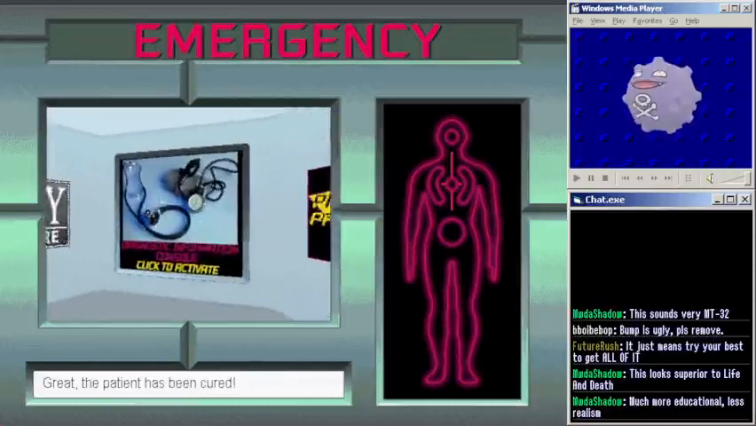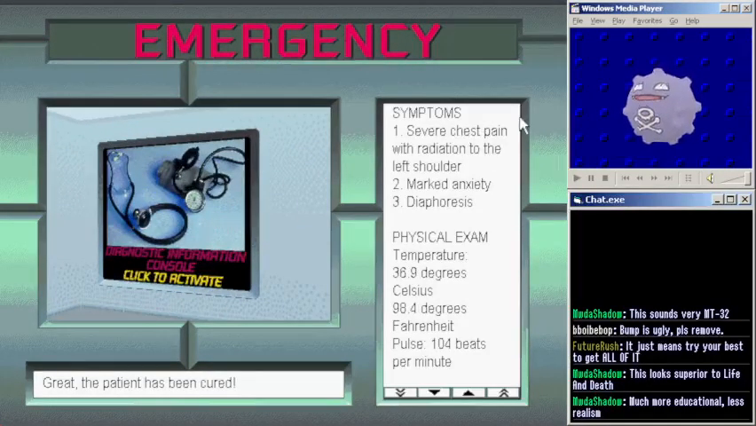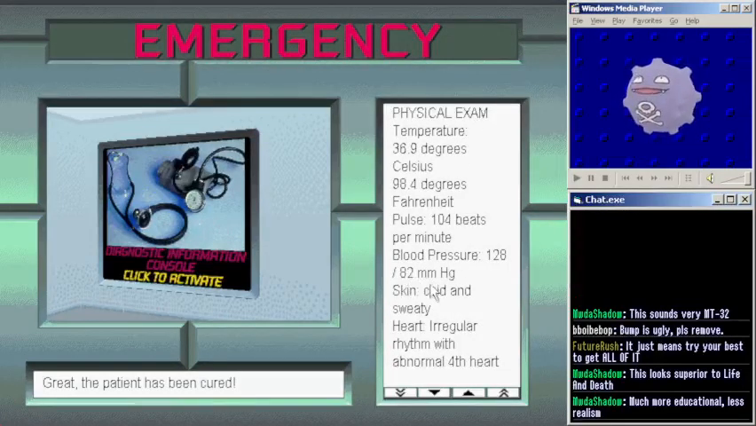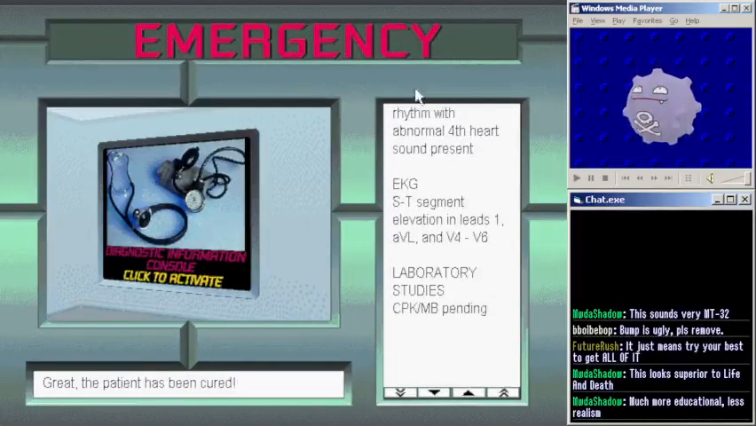Okay. Well, we'll take a look at your information. Symptoms: severe chest pain with radiation to the left shoulder. Marked anxiety. Diaphoresis. Physical exam: temperature 36.9 degrees Celsius, 98.4 degrees Fahrenheit. Pulse 104 beats per minute. Blood pressure 128 over 82. Skin, cold and sweaty. Heart, irregular rhythm with abnormal fourth heart sound present. EKG: ST segment elevation in leads 1, AVL and V4-V6. Laboratory studies: CPK/MB pending.